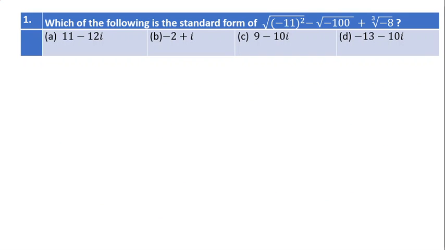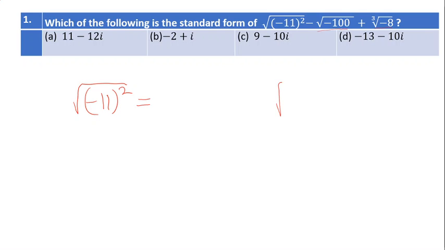Okay, let's start. Let's do the worksheet problems in section 1.8. 1. Which of the following is the standard form of square root of (-11)^2 minus square root of -100 plus cube root of -8? So let's do it one by one. The first thing is the square root of (-11)^2. What is this equal to?